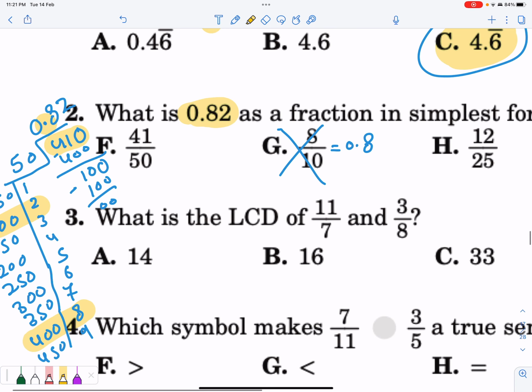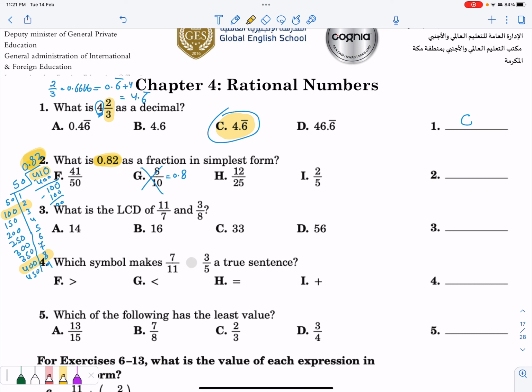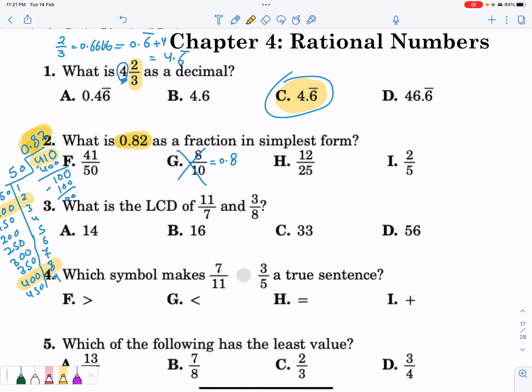Is equal actually to 0.82, which is the decimal number that the question is asking us about. So F is the correct answer.